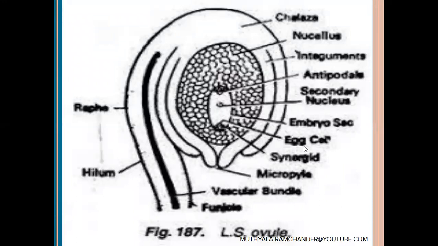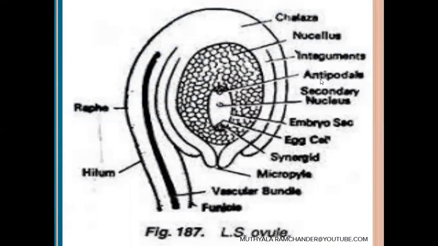In the micropylar region, 3 cells are called the egg apparatus. From these 3 cells, the middle cell acts as the egg cell, and the lateral 2 cells act as synergids. And 2 haploid nuclei are present at the center region of the embryo sac. They are called the secondary nucleus.